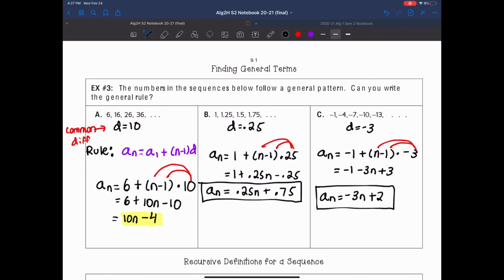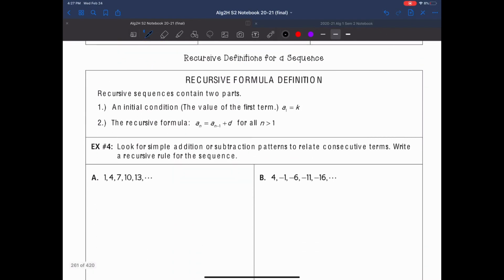Now moving down to the next segment of the notes, which talks about recursive definitions for a sequence. We touched on this a little bit on the previous page, but now we're going to go into some more detail. So the recursive formula definition says that recursive sequences contain two separate parts. The first part is the initial condition, or in other words, the value of the first term, A sub 1. And the second part is the recursive formula, which is the formula A sub n equals A sub n minus 1 plus D for all n greater than 1.